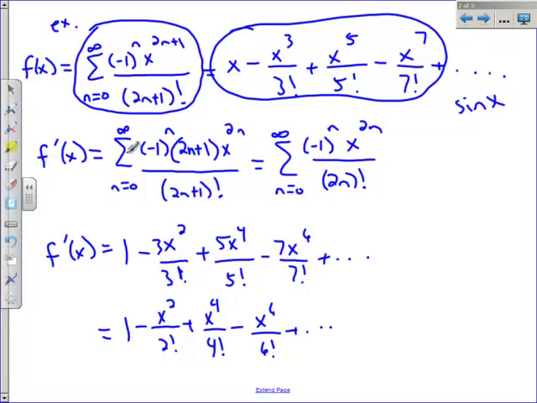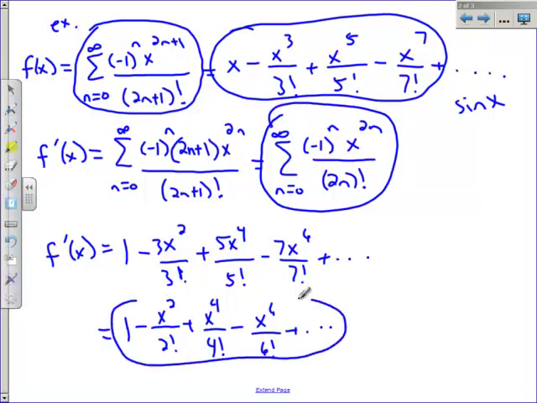And the derivative worked out to be this series right here. And you should know what that series is in this form or that form. It works out to be cosine x. So we just proved with power series that the derivative of sine was cosine.